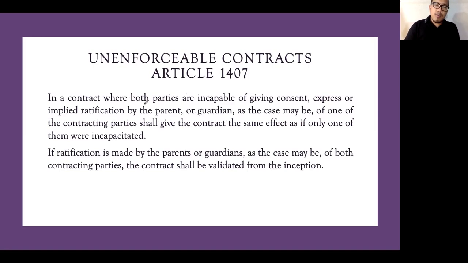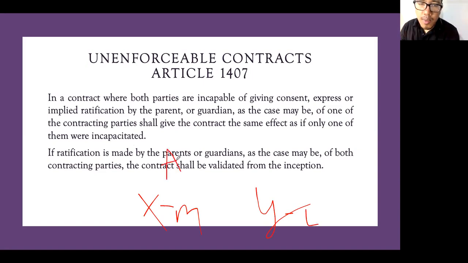Article 1407. In a contract where both parties are incapable of giving consent, express or implied ratification by the parent or guardian of one of the contracting parties shall give the contract the same effect as if only one is incapacitated. If ratification is made by the parents or guardians of both parties, the contract shall be validated from the inception. Okay. X and Y, both incapacitated. Si X minor, si Y ay insane. So ito yung guardian o yung parent ni X si A, yung guardian ni Y si B.